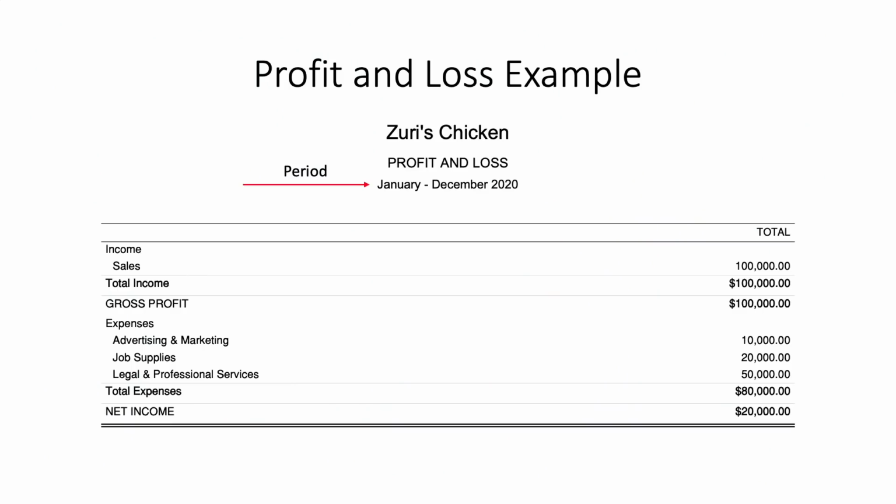So here's what an example profit and loss looks like. You see where I have the period pointed out right there. We're running a profit and loss from January to December 2020. So that's what we're doing right now.